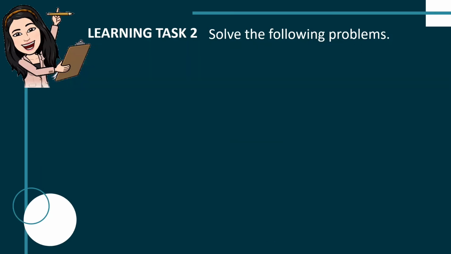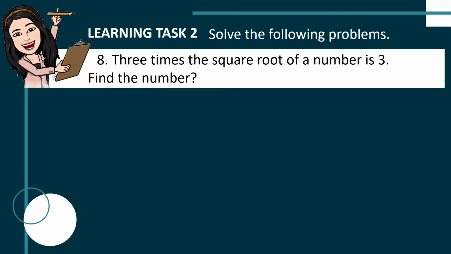Let us have our 8th problem. 3 times the square root of a number is 3. Find the number. So, this is an example of a number problem. Let us represent it. We are looking for 3 times the square root of a number. We don't know that number, so let us represent it as x. And then, the square root of a number.